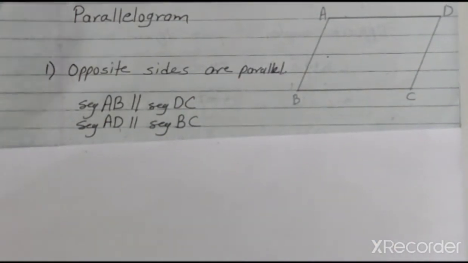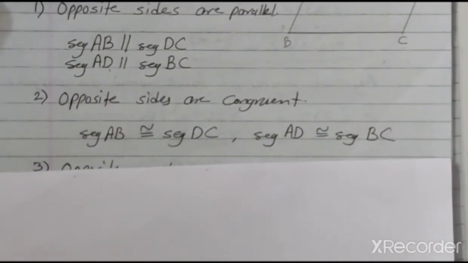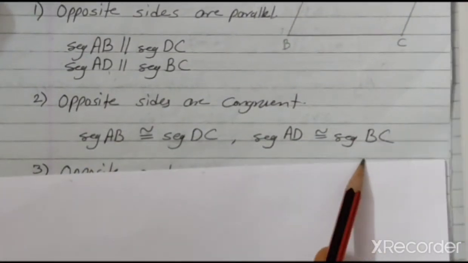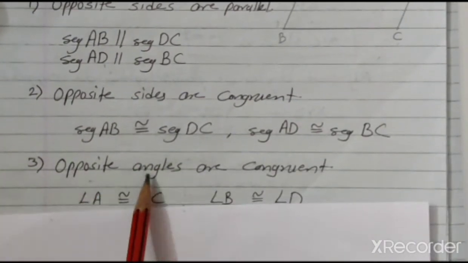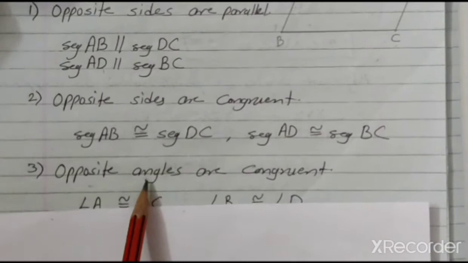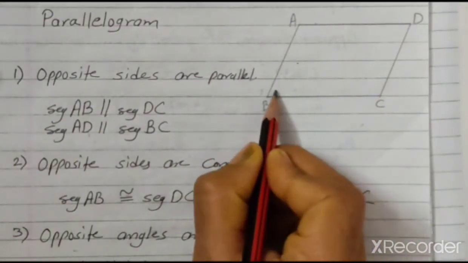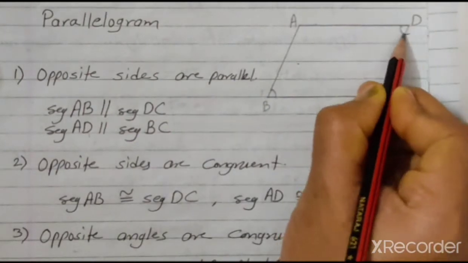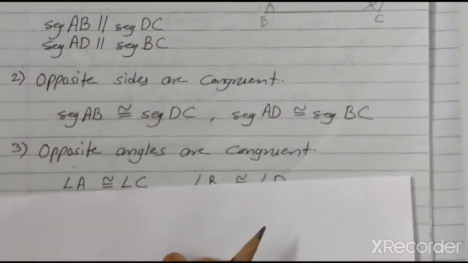Next property, these opposite sides are congruent also. So again these opposite segments are congruent with each other. Next property is related with its angles. Opposite angles are congruent. So from this figure we can say angle B is congruent with angle D and angle A is congruent with angle C.